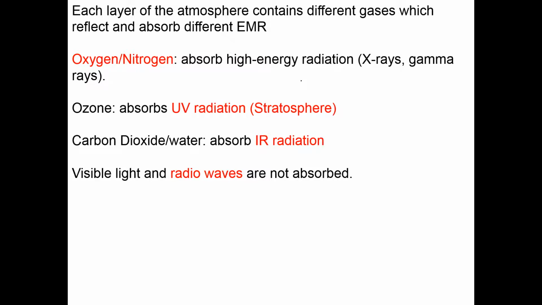Ozone absorbs UV in the stratosphere. Carbon dioxide and water vapor absorb infrared. This is infrared radiation, also known as heat. This is the heat we feel. It's mostly infrared radiation, but visible light and radio waves are mostly not absorbed, so that's why we can see the light. We can see the white light coming from the sun.